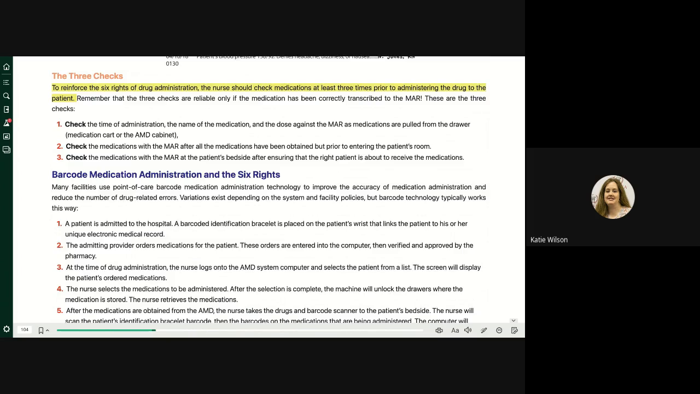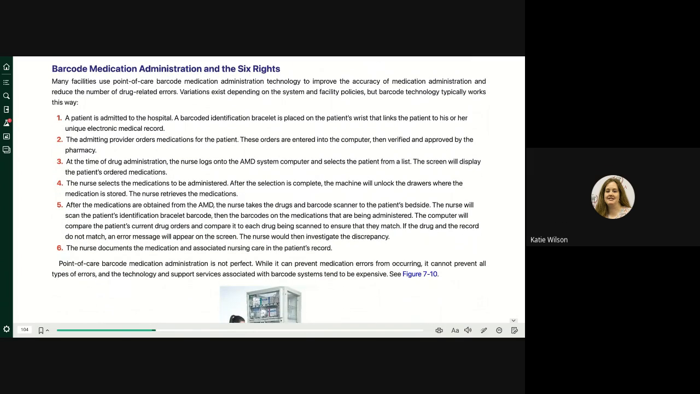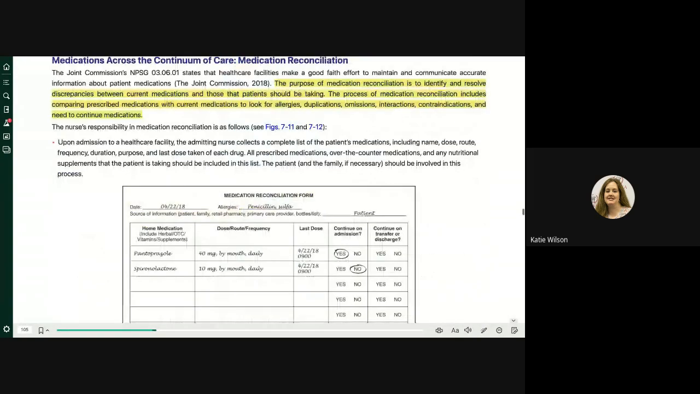Okay. And then it goes through the barcode medication administration in the 6 rights. And basically that's just the electronic version, and you're scanning the patient's identification bracelet, you're scanning the medicine, and then that automated medication dispensing system will alert you if you're giving a medication to the wrong patient, or if you're giving an incorrect dose, or if you need to, for example, split the pill in half before you give it. A lot of times that system will alert you to those different things. It's not going to completely prevent errors, but it definitely helps prevent some of those errors from occurring.